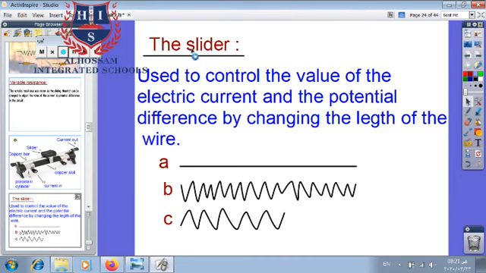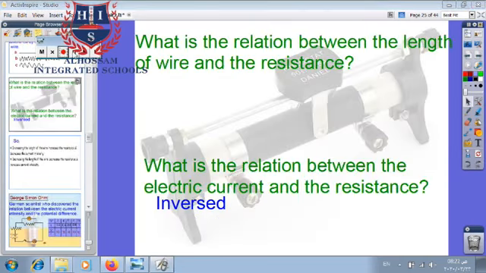So if we want to find the relation between the length of the wire and the resistance, what will it be? Again, what is the relation between the length of the wire and the resistance? By increasing the length of the wire, what happens to the resistance? Yes, it will increase. So there is a direct relation between them. Okay, if we want to draw a graph between the length of the wire and the resistance, what will the shape of the graph be? It will be a straight line passing through the origin point, like this.